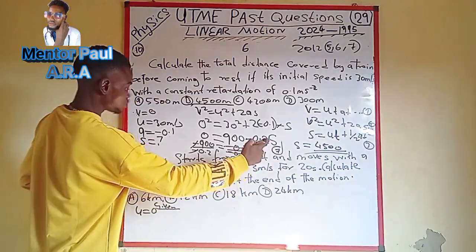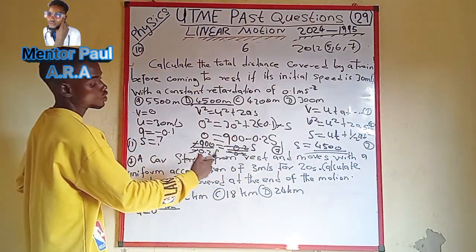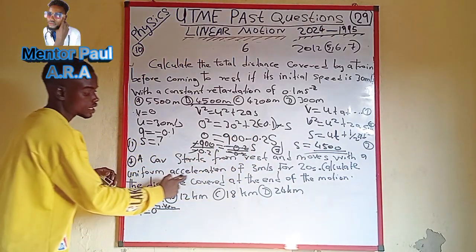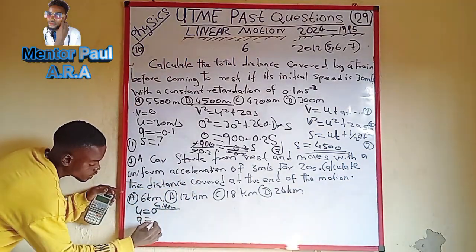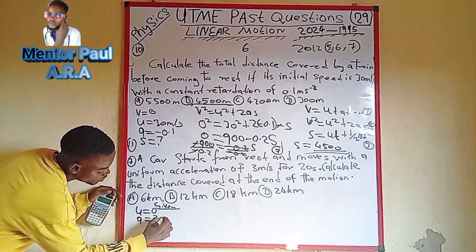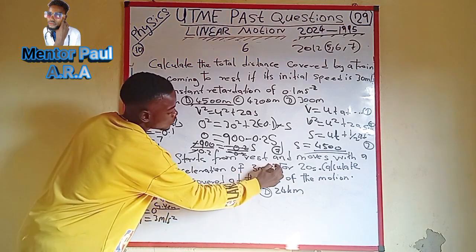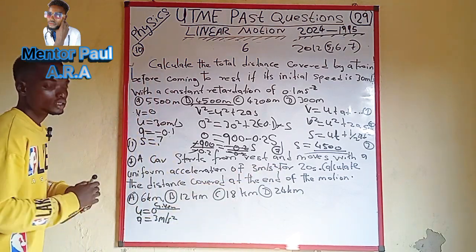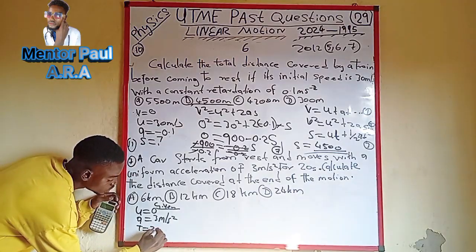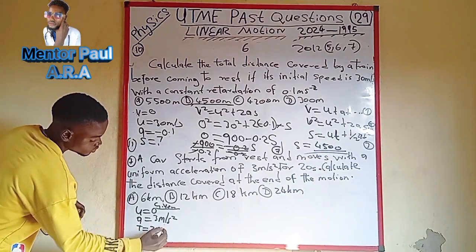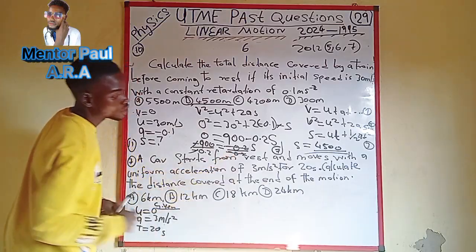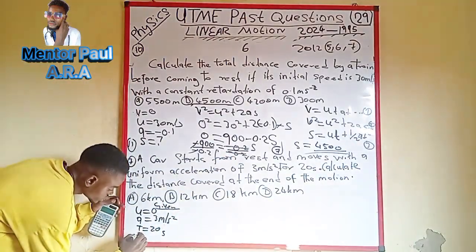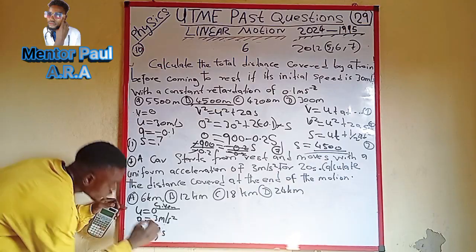It moves with a uniform acceleration of 3 meters per second squared. So it is not deceleration or retardation, it is positive acceleration. A, which is acceleration, equals 3 meters per second squared for 20 seconds. So the time is 20 seconds. Again, calculate the distance covered at the end of the motion. We want to calculate the distance, s, which is equal to what?